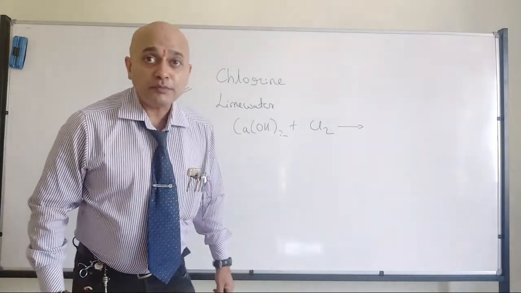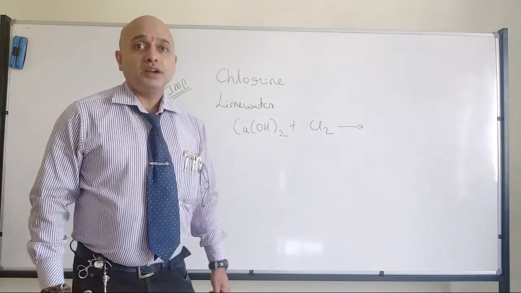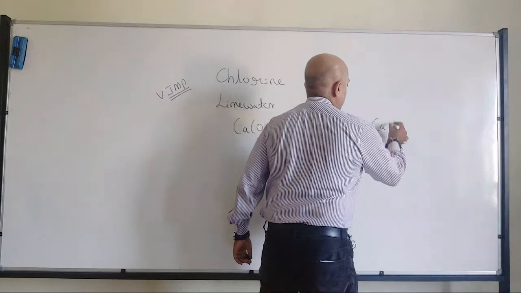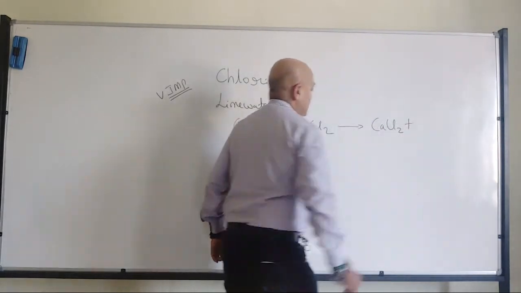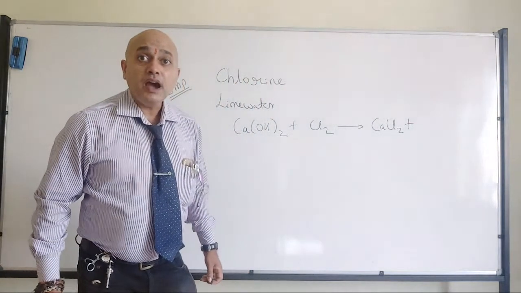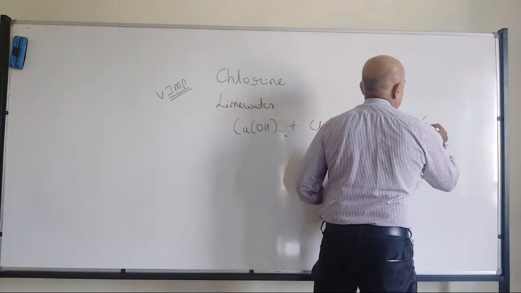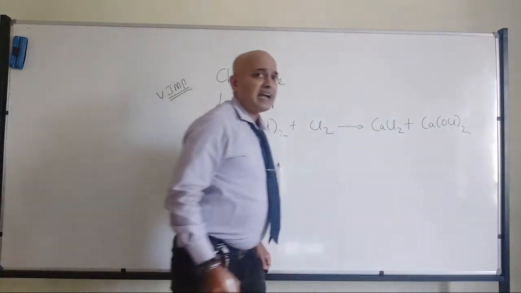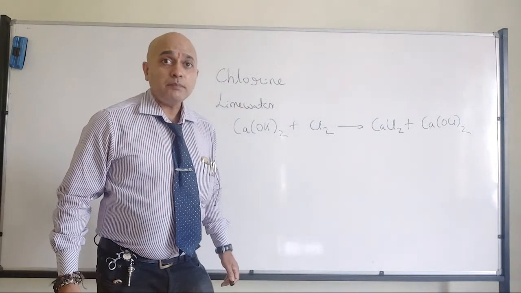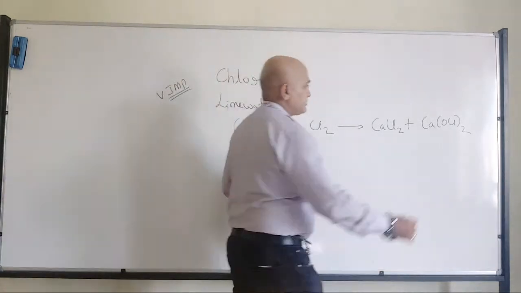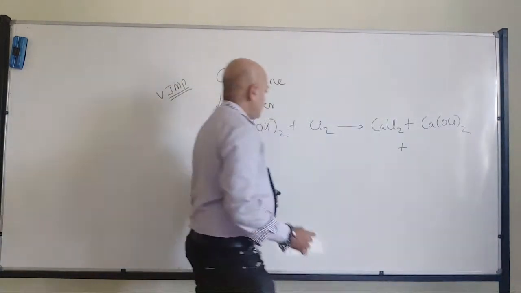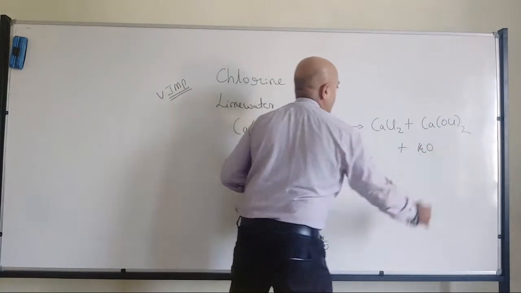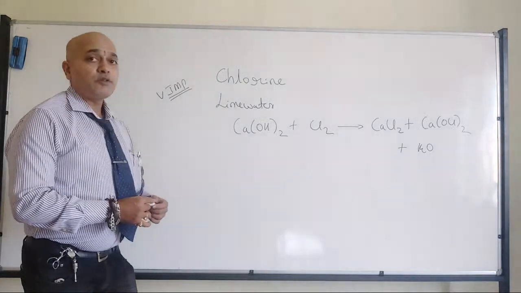It will lead to the formation of bleaching powder. One is calcium chloride and another one is calcium hypochlorite. Calcium hypochlorite should have a subscript of two because calcium is 2 plus and hypochlorite is -1. So what should be another product? Another product should be water.